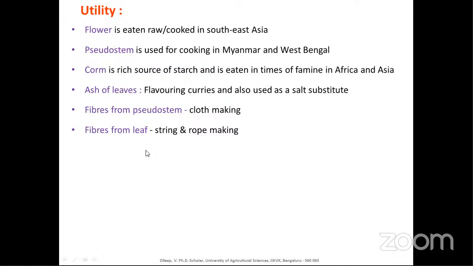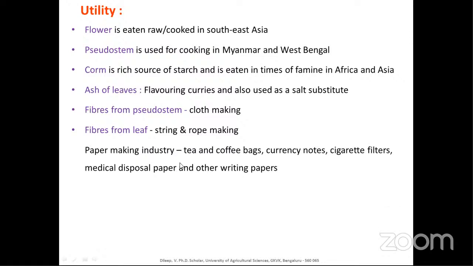Nowadays fiber extraction and making it into textiles has become mainstream. In the recent agriculture fair, Krishi Mela, I saw many shirts and pants made from the pseudo stem, that is, banana fibers. So in this way it's mainstreaming. Pseudo stem is for cloth making, and leaf for strings, rope making and paper making. It also goes to the paper industry for making tea bags, coffee bags, and even currency notes. I don't know in which country they use this. Also in cigarette filters, medicinal disposal paper, and other writing papers.